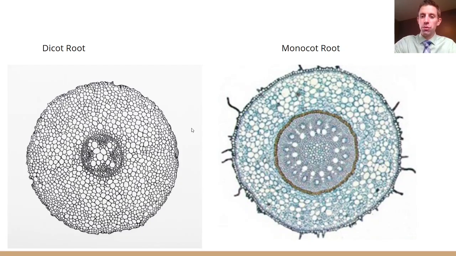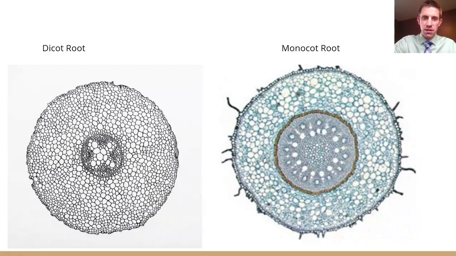On the monocot root, what they do is they form a ring of vascular tissue. These larger openings right here, these are all the xylem, and then these smaller ones that are just outside of it would form the phloem. So the monocot root has a distinct cylinder form or ring-like structure to its vascular tissue. All of the other parts are the same.